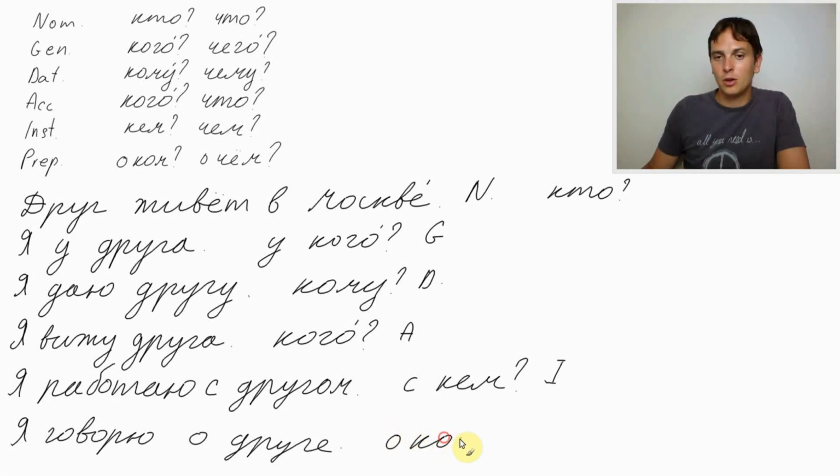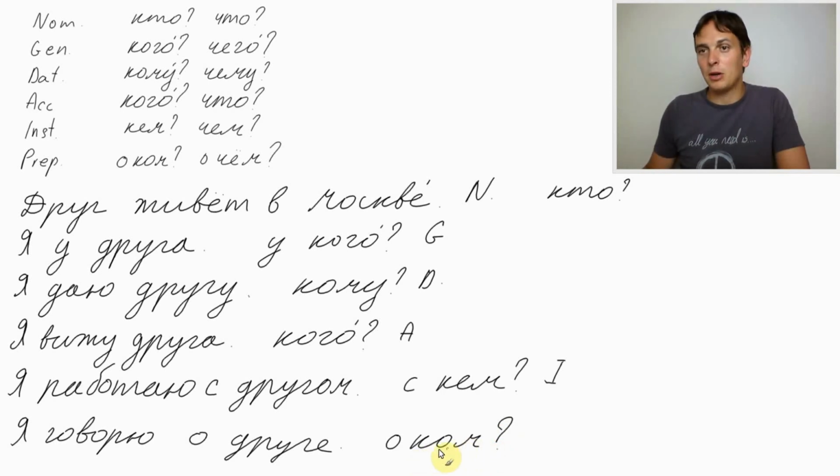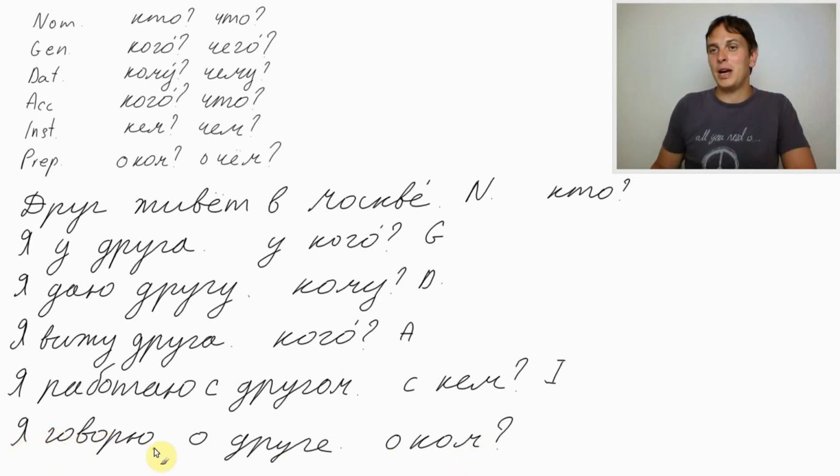О ком я говорю? About whom am I speaking? О ком я говорю? Я говорю о друге. So here actually we also got a great exercise about how to state a question about something. So basically you take the question word and you add I'm speaking. So about whom I speak. О ком я говорю. And the answer is я говорю о друге. And о got the function about here. О друге. О ком. About whom.